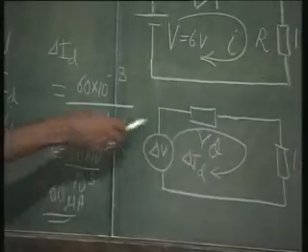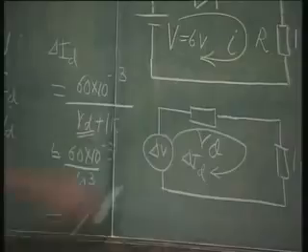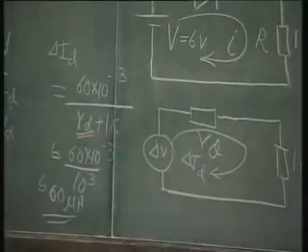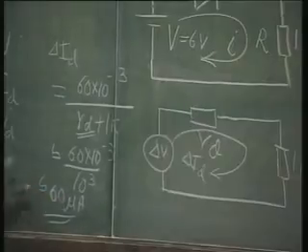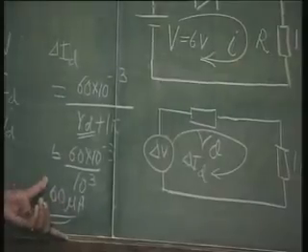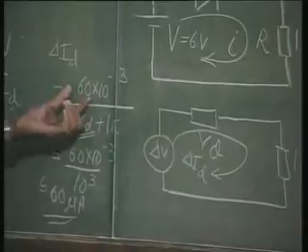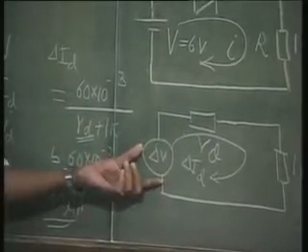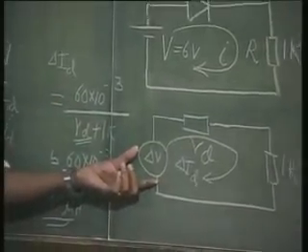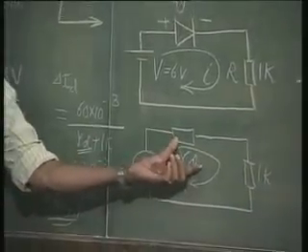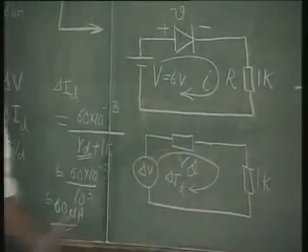So, the current through the diode is still determined by the 1K, not by the diode resistance at all, because it is of the order of a few ohms. So, 60 microamperes is the change in current in the diode for a change in voltage of 60 millivolts here. Now, what is the change in voltage across the diode?